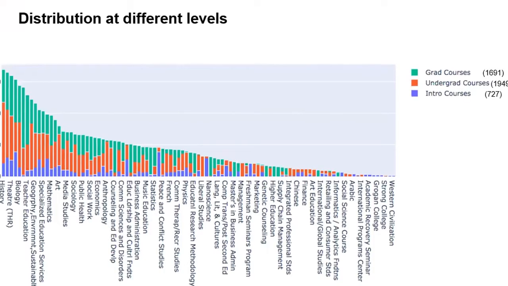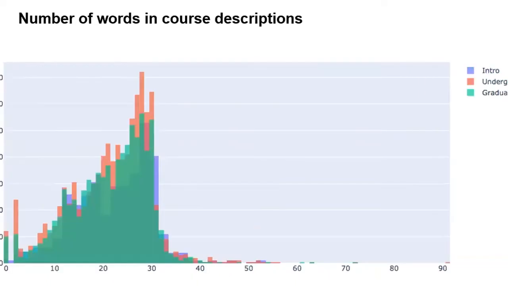This is the distribution of these different courses. UNCG has a different profile than engineering or more science-oriented universities. We emphasize a lot on departments such as history, biology, and teacher education. All of those have a very high number of courses and are much more active in the area. And you can see the distribution of graduate, undergraduate, and introductory courses in these different departments.